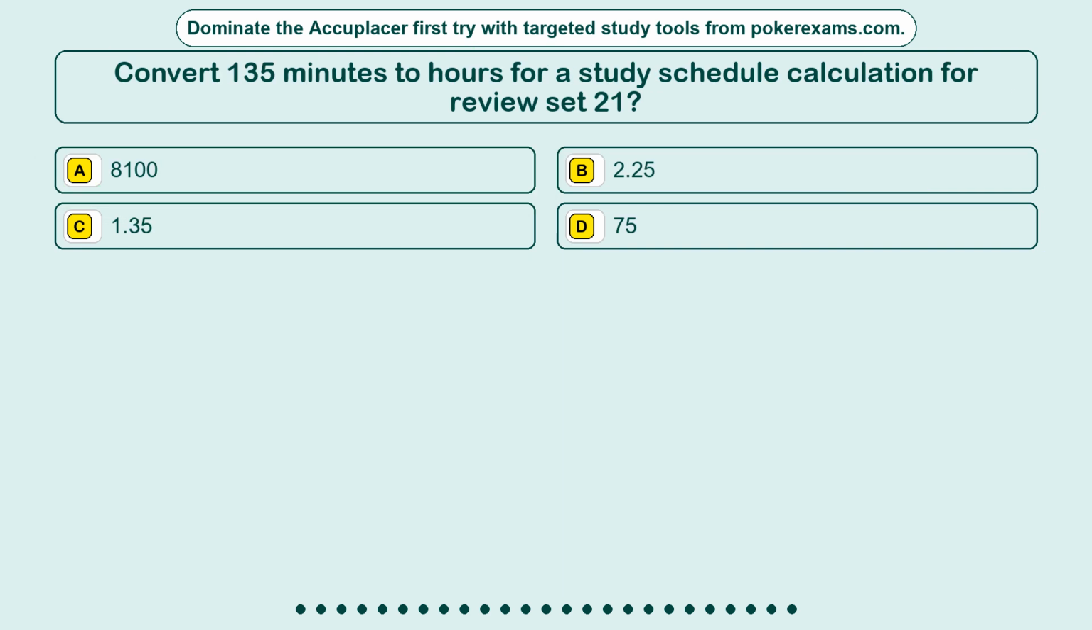Question 6. Convert 135 minutes to hours for a study schedule calculation for review set 21. Option A, 8,100. Option B, 2.25. Option C, 1.35. Option D, 75.